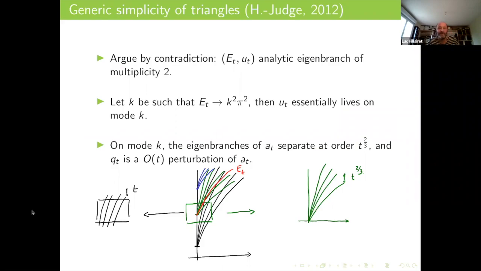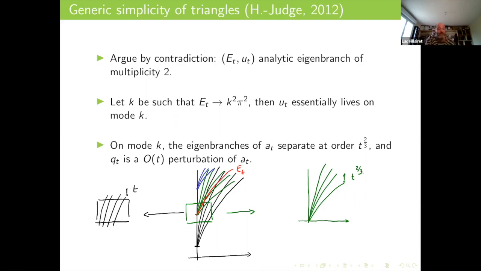And so once you have that, we use this to prove that the generic Euclidean triangle has a simple spectrum. This is how we prove this. We make a contradiction argument, using analytic eigenbranches. By contradiction, we suppose that there is an analytic eigenbranch that is of multiplicity 2.